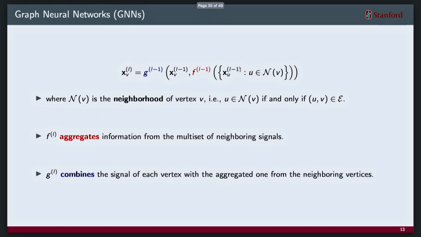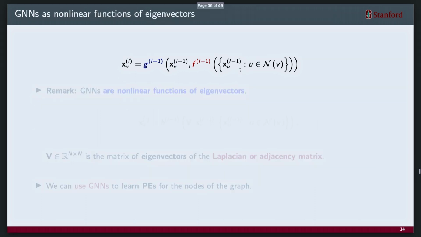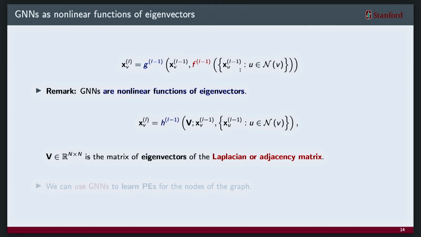And there is a function g that combines information from each vertex with the aggregated one from the neighboring signals. Now, the reason why I include this equation here is because we have a very nice observation, a very nice remark. And this remark is the fact that the graph neural network layer, the graph neural network update, can also be viewed as a nonlinear function of eigenvectors.